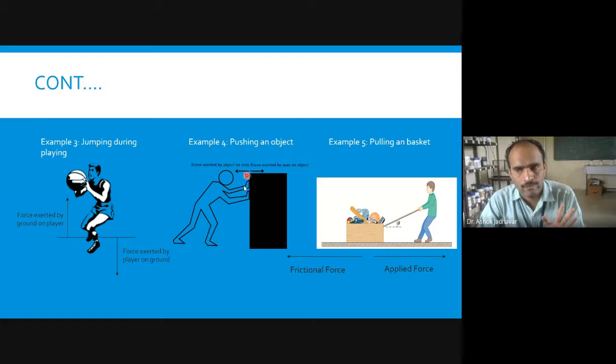Pushing on an object. It is also an example of Newton's third law. When you push some object in the forward direction, at that time you are applying some force in the forward direction. In the same picture, that object is exerting force on you in the backward direction. Consider the example of pulling a basket. When someone is pulling a basket, at that time, the applied force is along the plus x-axis and some frictional force is in the minus x-axis.